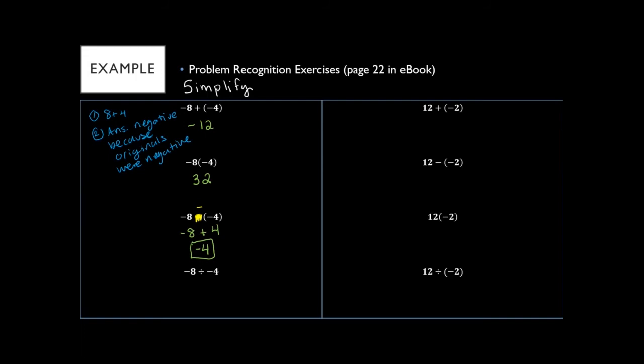And then the last one, we have a -8 divided by -4. So first you just divide the numbers. 8 divided by 4 is 2. And then they're 2 negatives, so that gives you a positive answer because they cancel out. So we get a positive 2.